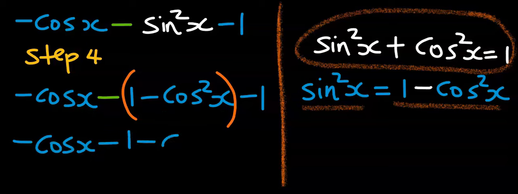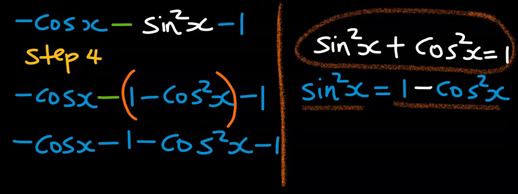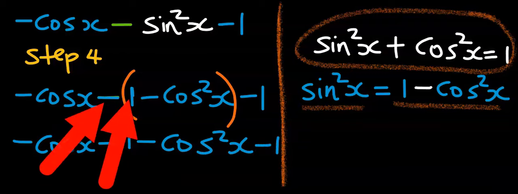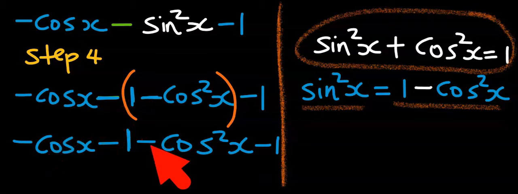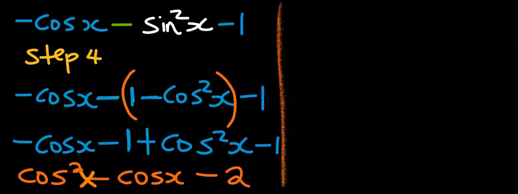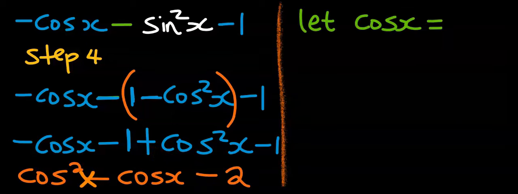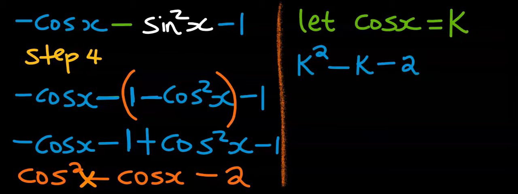Next, you open up the brackets. This minus will multiply this and you have this. This minus will multiply this and you get a plus. Next, rearrange the function. Let cos x be k. Then we can say k squared minus k minus 2, and here we can say let it be equal to 0. And this is a quadratic equation.